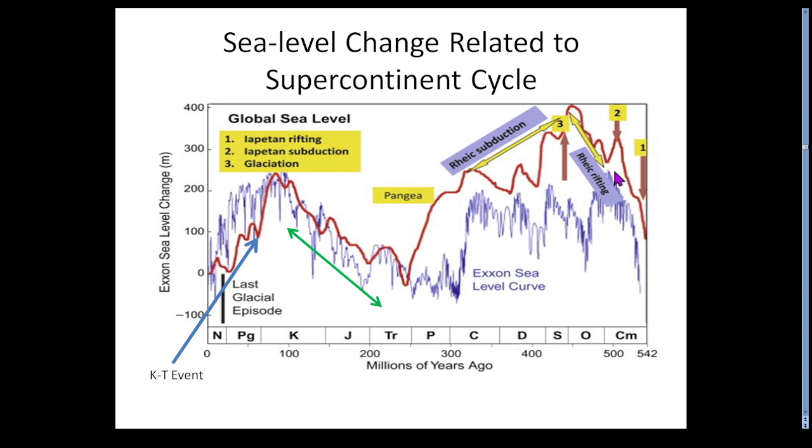So this is just saying that when you have a widening, when you have ocean basins being formed, you have a tendency for sea level to be high, as indicated here, and when you have subduction and oceans closing, you tend to have sea level go low.